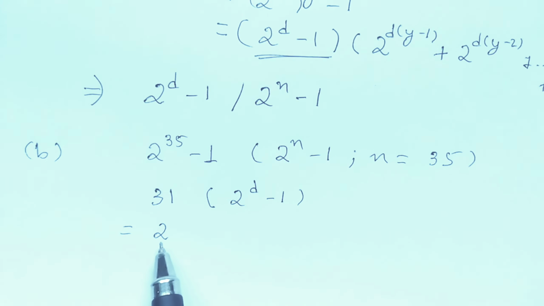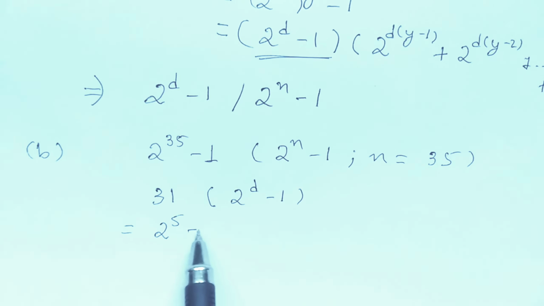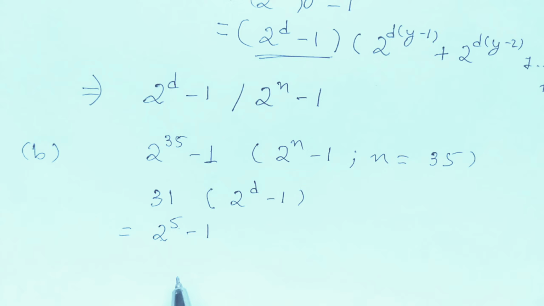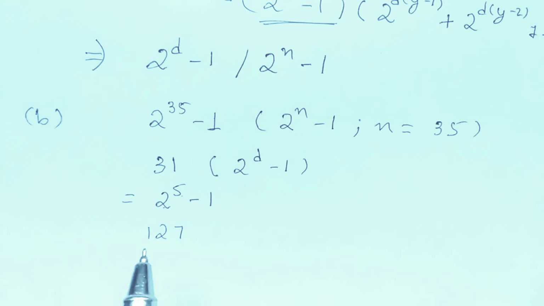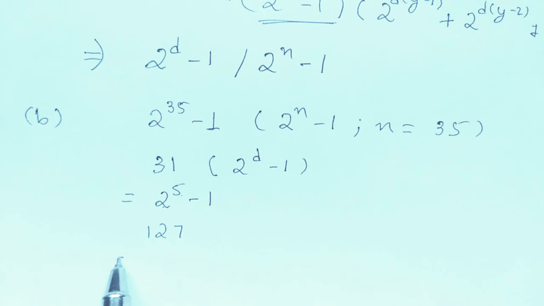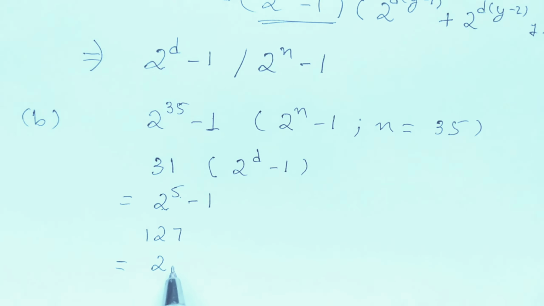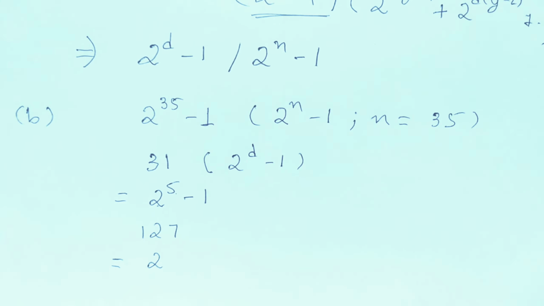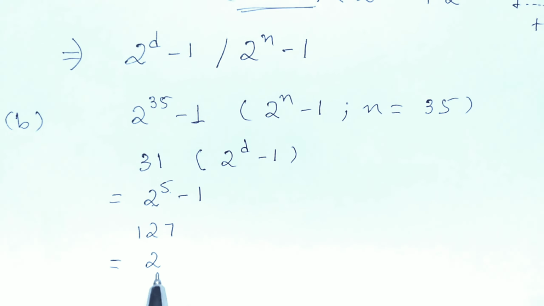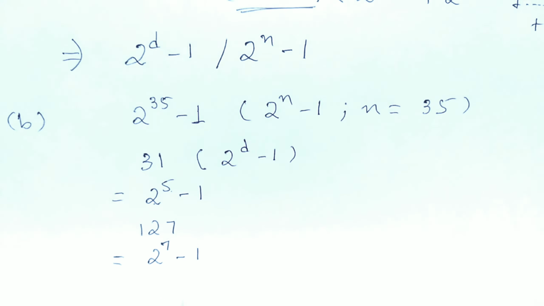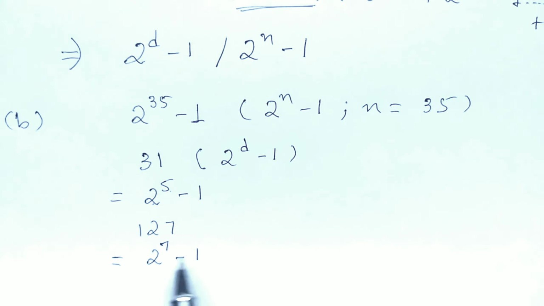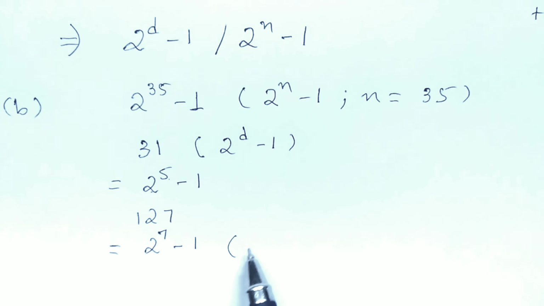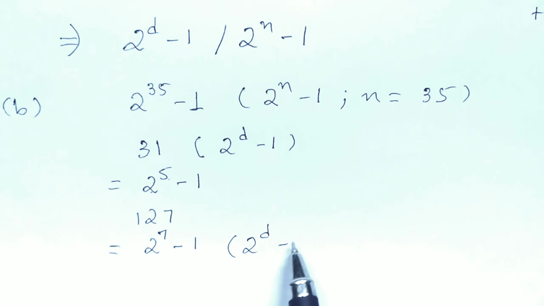How can we write this one in this form? 2^5 minus 1. 2^5 is 32. 32 minus 1 is 31. Okay. And for 127, we write in this form: 2^7 minus 1. 2^7 is 128. 128 minus 1 is 127. Now this one is also of the form 2^d minus 1.